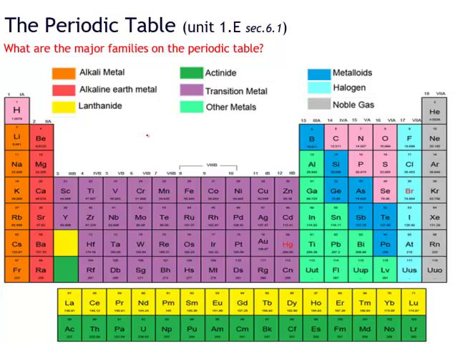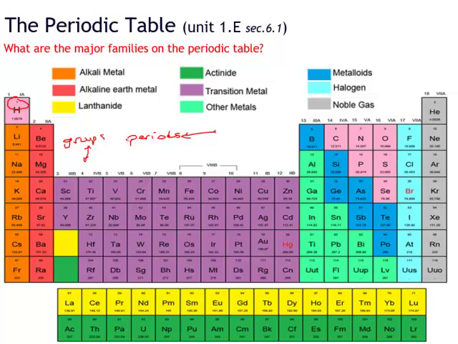We know that the elements are ordered by increasing atomic number, right? So the number of protons increases from left to right on the periodic table. We also know that the periodic table is divided into what we call periods that go left to right. They are essentially rows, and groups are the columns that go up and down, right?